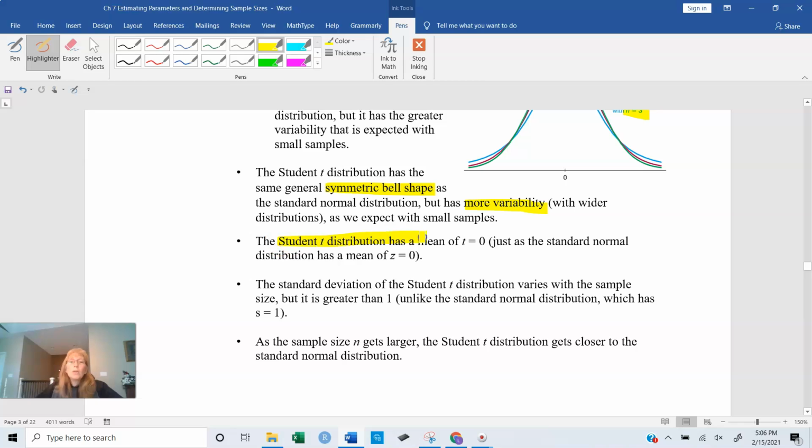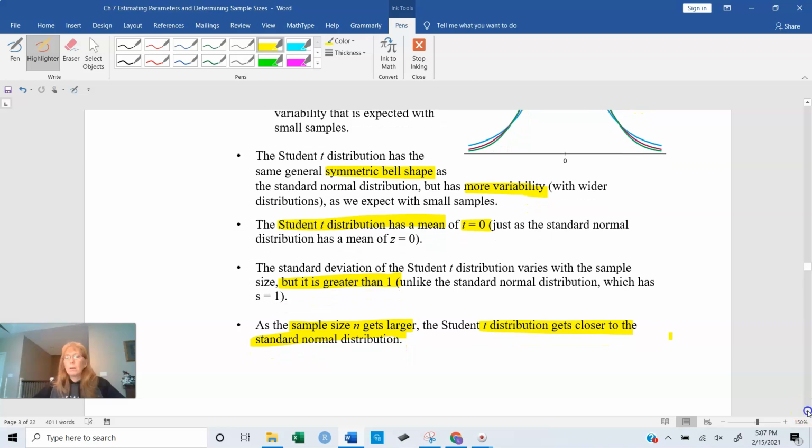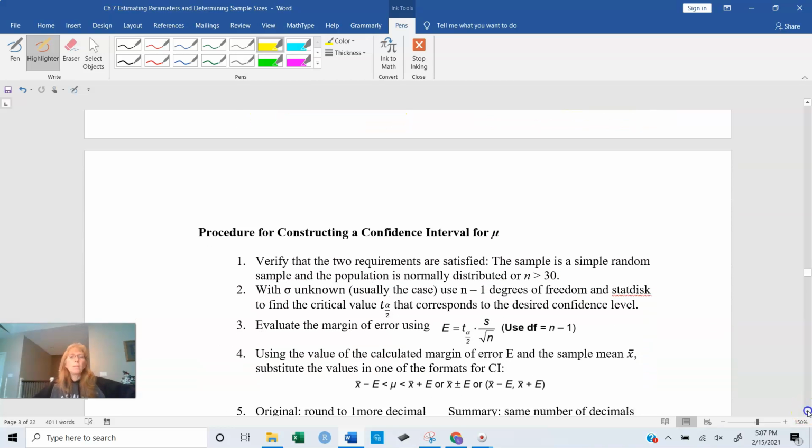A student t distribution has a mean of t equals 0, just like the standard normal distribution has a mean of z equals 0. This is the same. The standard deviation of a student t distribution varies with the sample size, but is greater than 1. A standard normal distribution has a standard deviation of 1, but this is not true of your t distribution. As sample size n gets larger, the t distribution gets closer to the standard normal distribution, which we have already talked about.